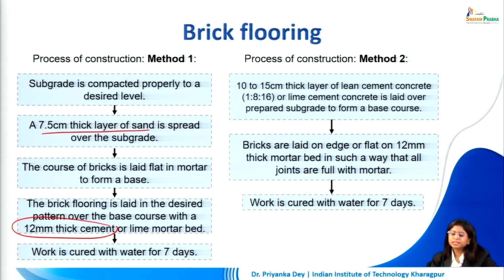The second process that we can follow is we take a 10 to 15 centimeter thick layer of lean cement concrete in the ratio of 1:8:16, or we can also opt for cement lime concrete. This is laid over a prepared subgrade and this forms the base course, and the bricks are laid on edge or flat on a 12 mm thick mortar bed in such a way that all joints are filled with mortar, and then the work is cured for 7 days.